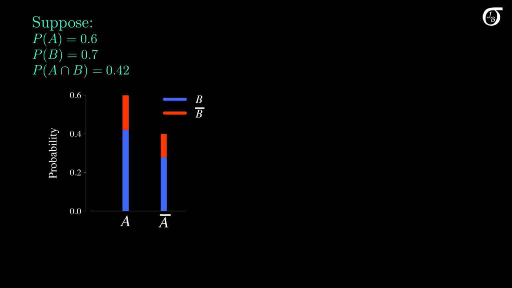Here, event B is represented by the blue portion of each bar, and B complement by the red. So in this A bar, the height of this blue portion represents the probability of the intersection of A and B, and the height of the red portion represents the probability of the intersection of A and B complement. Stacked on top of one another, they make up the entire probability of A. And we'd have the corresponding interpretation of the red and blue colors within the A complement bar.